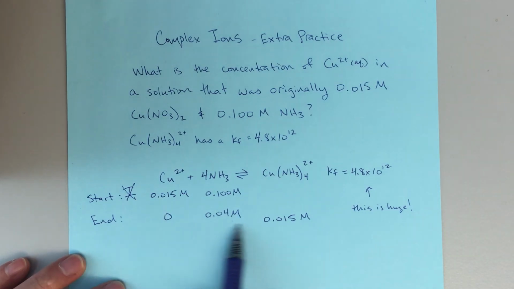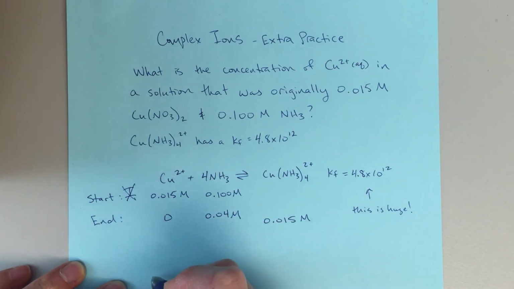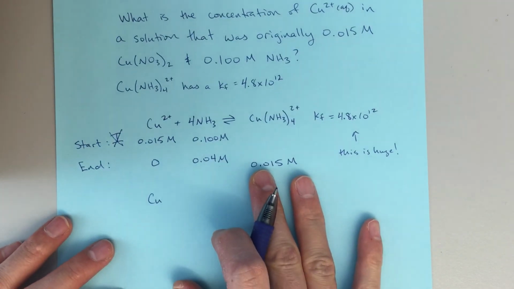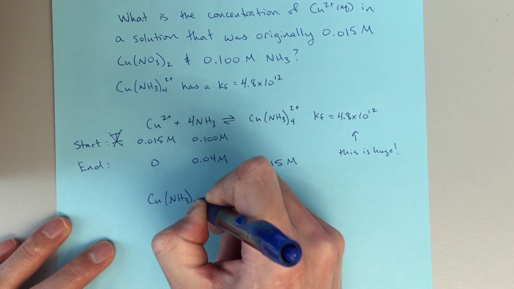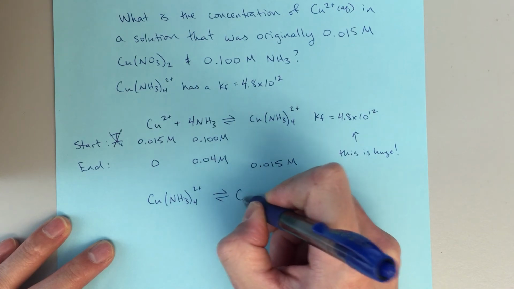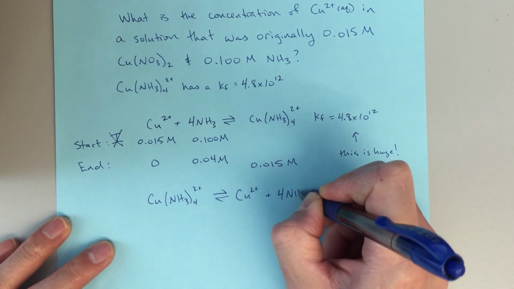Okay, so now at this point, these are the values that I'm going to use for my Kd expression. I like flipping this around. You don't necessarily have to, but I think it just makes a little bit more sense in my mind. So now I'm going to do it from the point of view of Kd. So let's move this up. Copper NH3 4 2+, dissociating, right? I'm going to get copper 2+ plus 4 NH3.